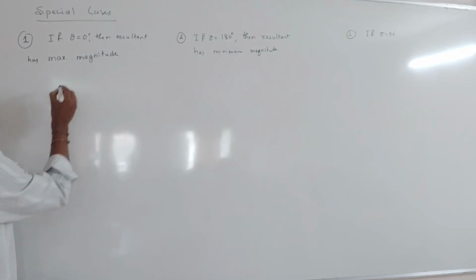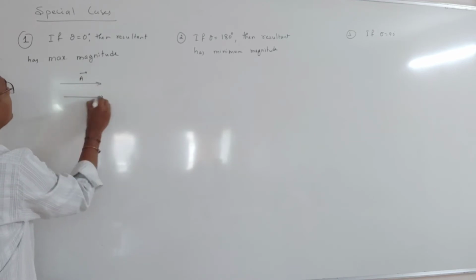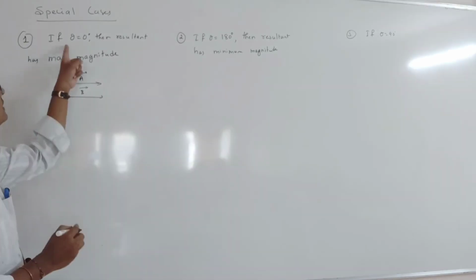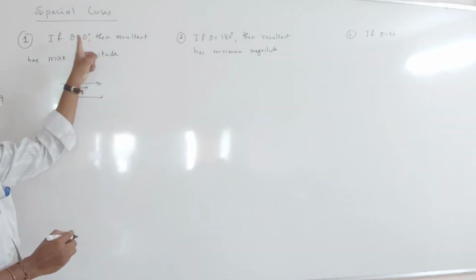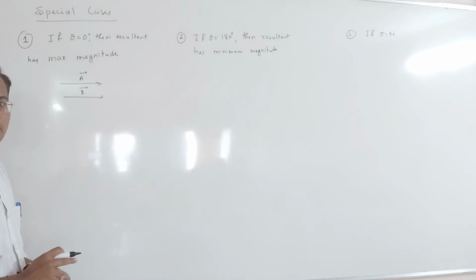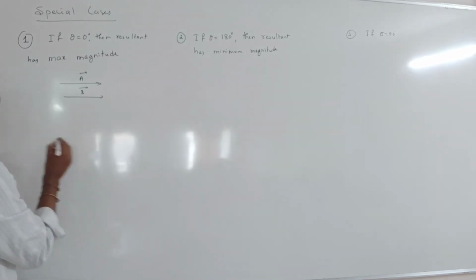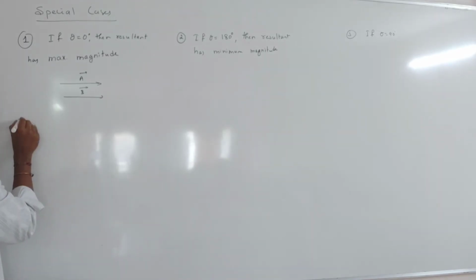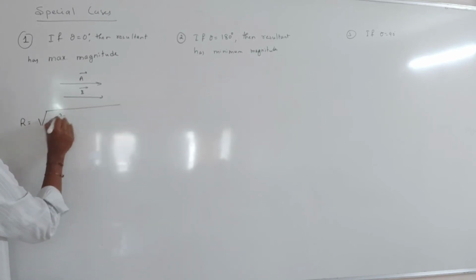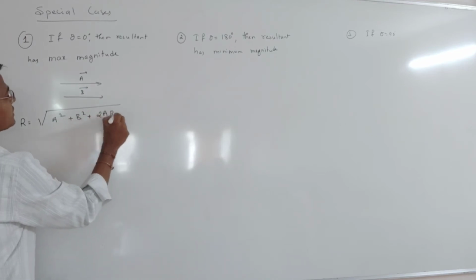So when two vectors, this is vector a and this one is vector b, both are in the same direction, then theta equal to 0. We take theta value as 0. So then r equal to square root of a square plus b square plus 2ab cos theta.